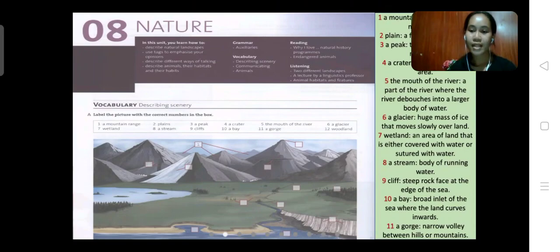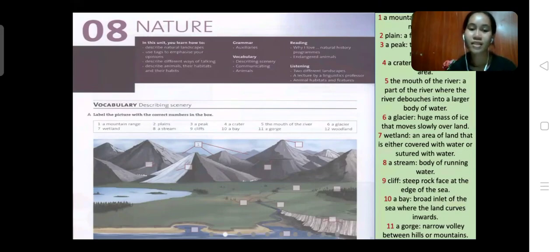And number 9, the cliff. Cliff is a steep rock face at the edge of the sea. Number 10, a bay. A bay is a broad inlet of the sea where land curves inwards. And number 11, a gorge. A gorge is a narrow valley between hills or mountains. And the last one is woodlands. Woodland is land that is covered by trees.